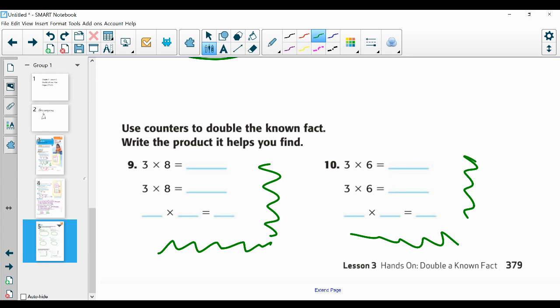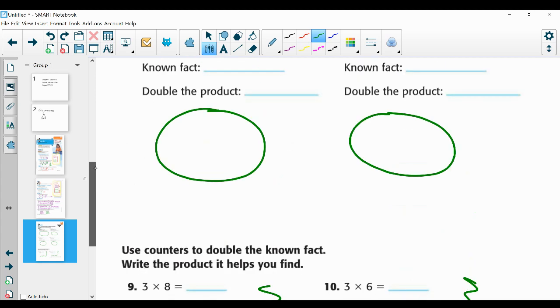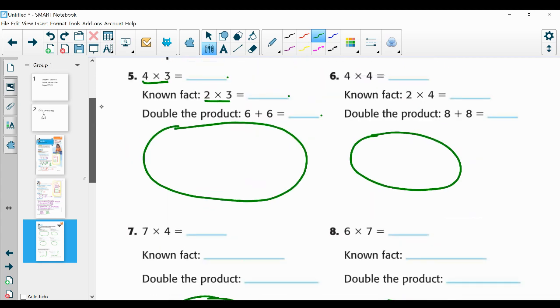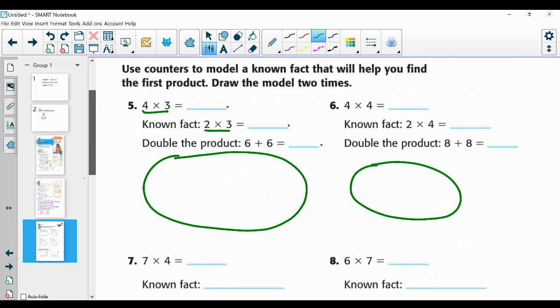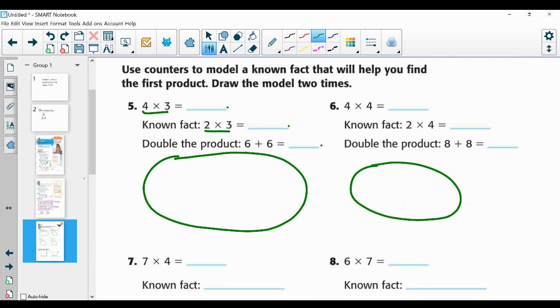You do not need to draw any of the lines or dots that I made on this page. This is simply to draw your attention to it because you can't see me pointing at the screen. So don't worry about any of the green things that I put on here. You just do your own drawings. Okay, and that's it. That is how we double a known fact.